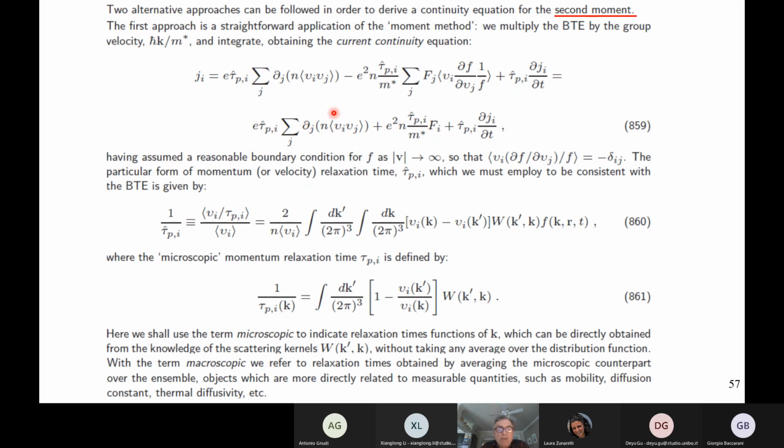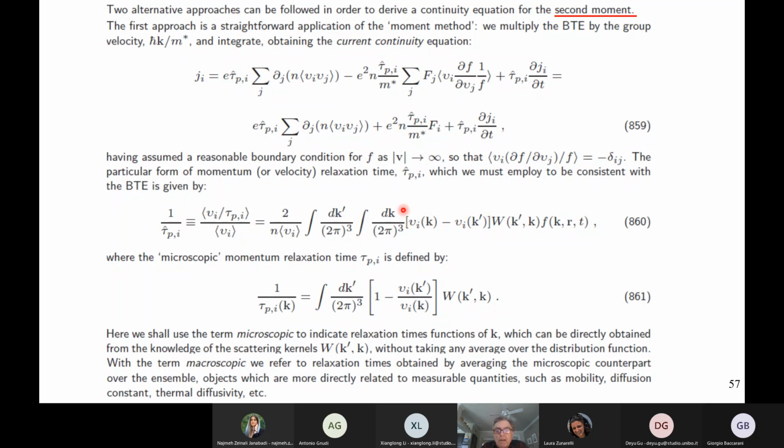This will become a diffusion term. This will become a drift term. And this is an explicit time dependence that we may ignore in most cases. So the momentum relaxation rate or time that I have here is what comes out from integrating the collisional integral. Why do I call it momentum relaxation rate? Strictly speaking, it is a velocity relaxation rate.